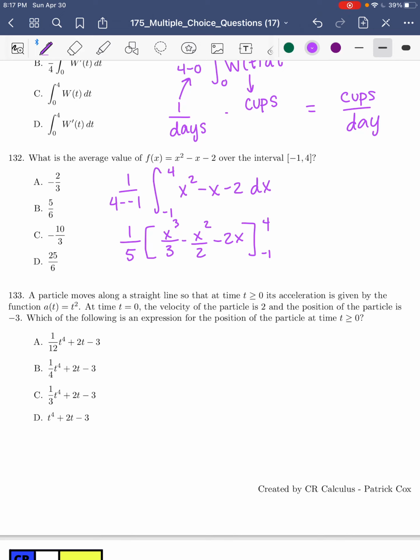So now we just got a lot of math. It's going to be 1/5. Then I'll plug in a 4, so 4 cubed over 3 minus 4 squared over 2 minus 2 times 4, all minus 1 cubed over 3 minus 1 squared over 2 minus 2 times 1. So now I just need to start thinking about what each of this equals. So 4 cubed is going to be 64 divided by 3.